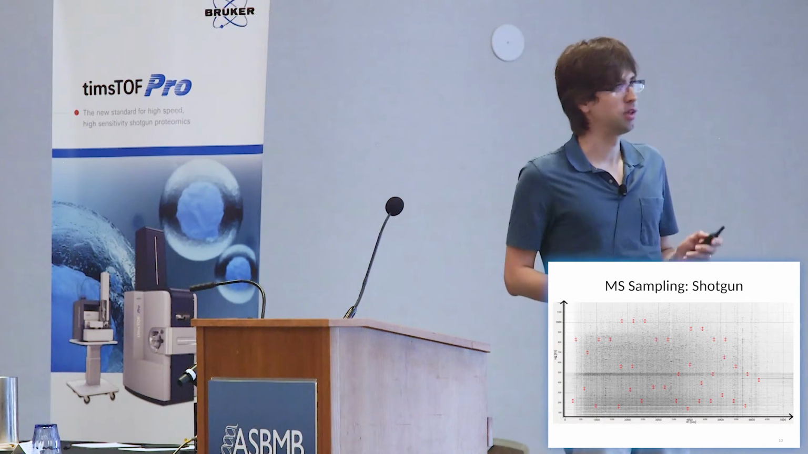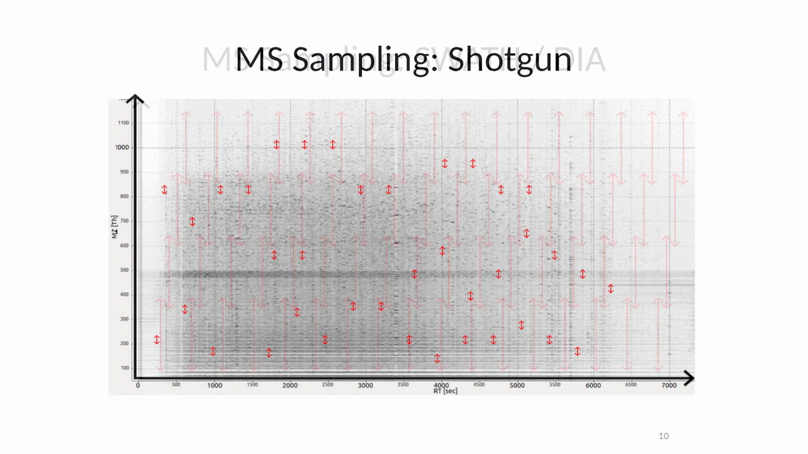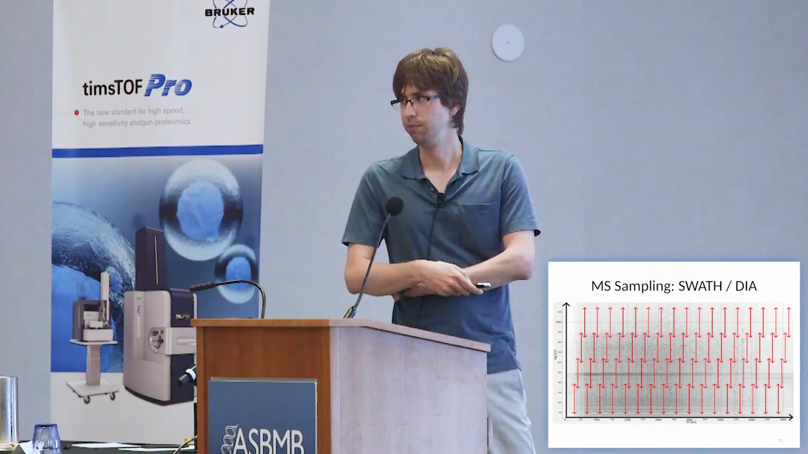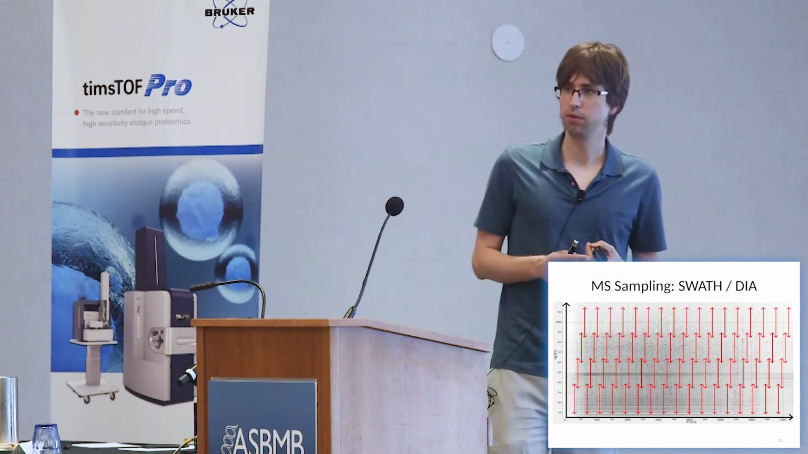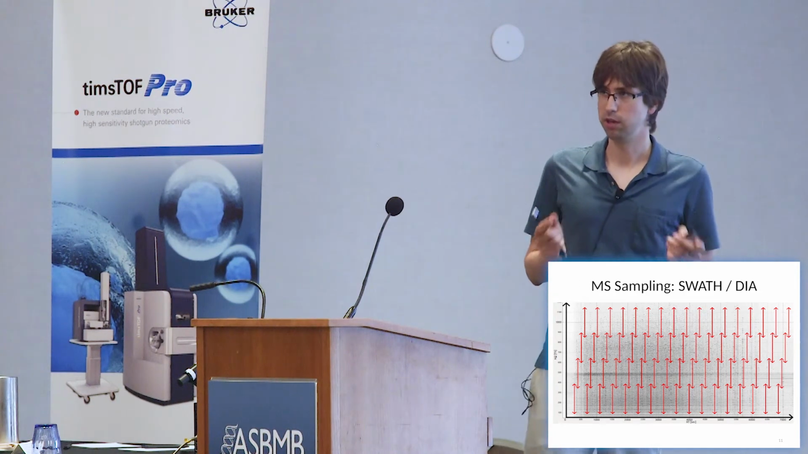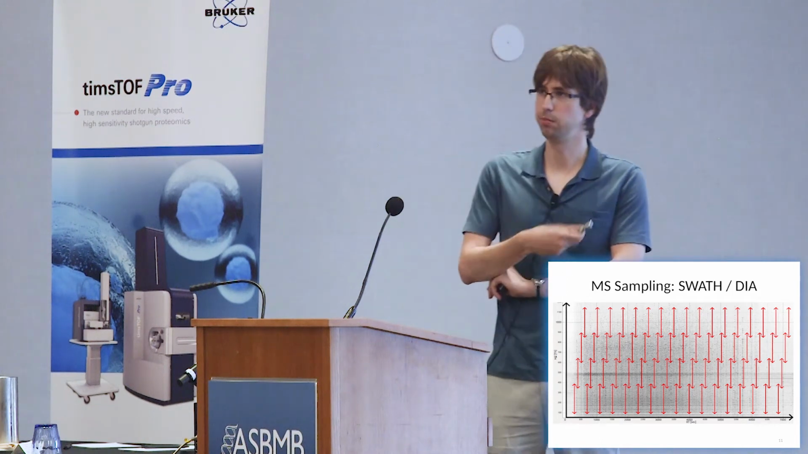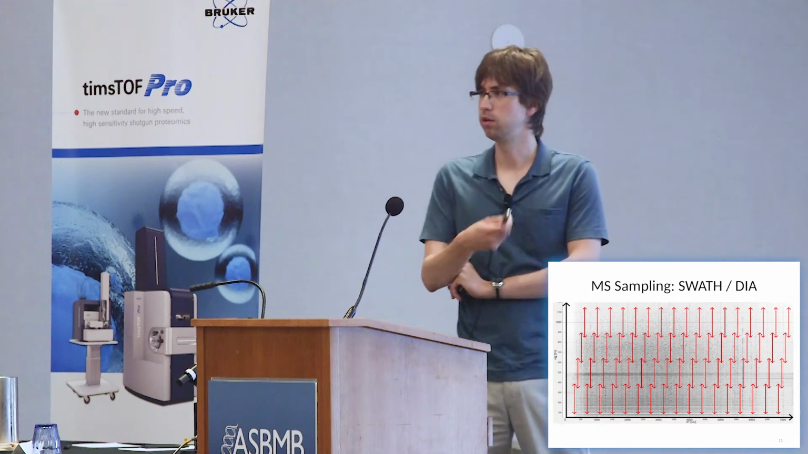DIA or SWATH-MS addresses this problem by taking this two-dimensional space and dividing it up into little pixels. Here 4 pixels are shown in the mass to charge dimension, and we simply have a fixed precursor isolation window that corresponds to the width of the pixel, and then we sample 1 pixel at a time. Once we reach the top pixel, we start at the bottom again. In this way, we solve both of the problems. Firstly, there is no more area that is not sampled, because every single peptide will be sampled multiple times and will produce fragment ions in multiple scans.